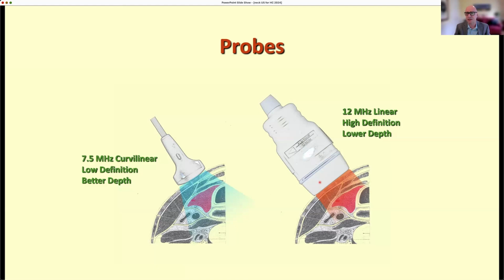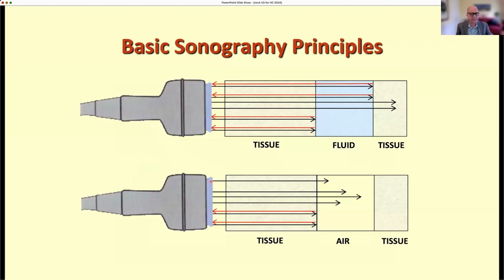Most of the time we use a 12 megahertz in the thyroid, but there are times in which we will need to use a lower definition to reach particular anatomic structures. And sometimes it's just the conformation of the neck. As you know, unfortunately, there are thicker and thinner necks, and sometimes a curvilinear probe is necessary. And again, if there is anything that is unclear, please stop me or send a message in the chat. We will be able to address questions this time.